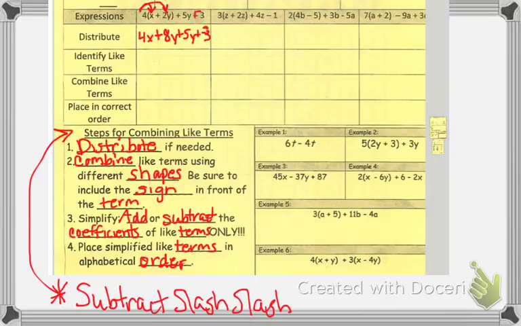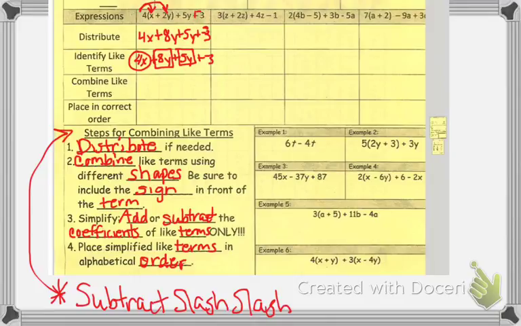The next step is to identify our like terms. We have the 4x, which is by itself. We have no other terms for the 4x. I'm going to give my x's a circle, okay? Next we have our 8y and 5y, and I'm going to draw a box around those like terms. And then finally we have plus negative 3.